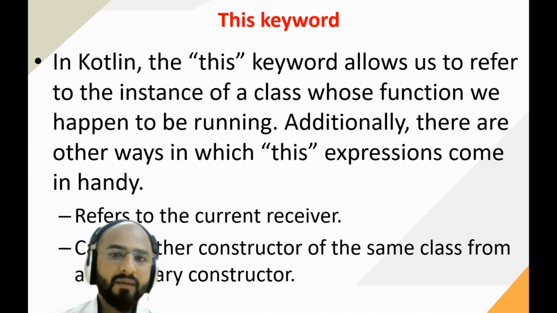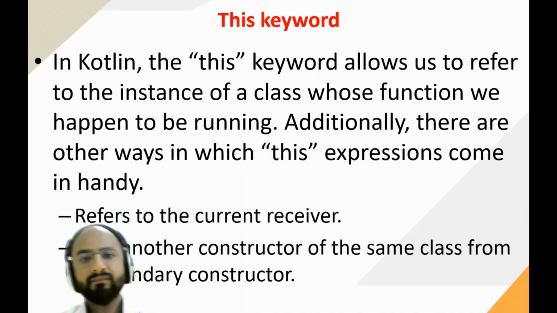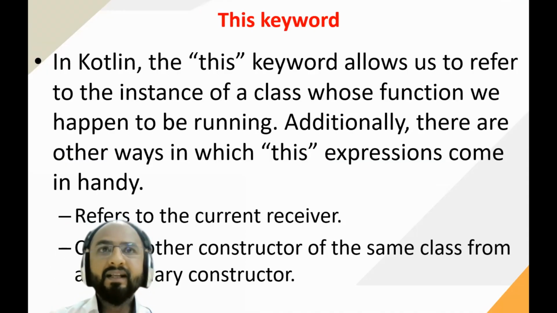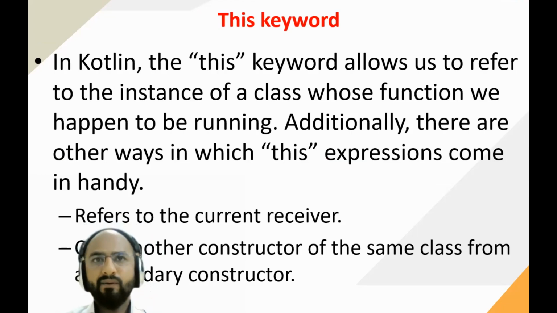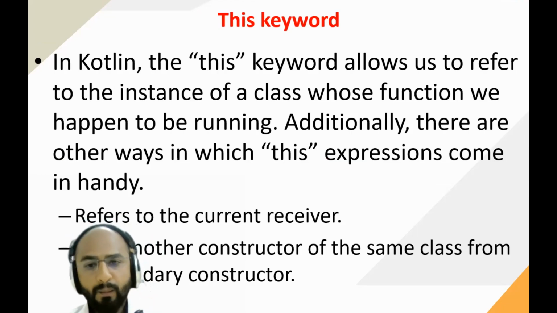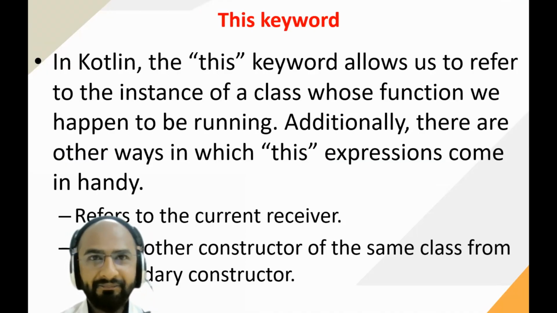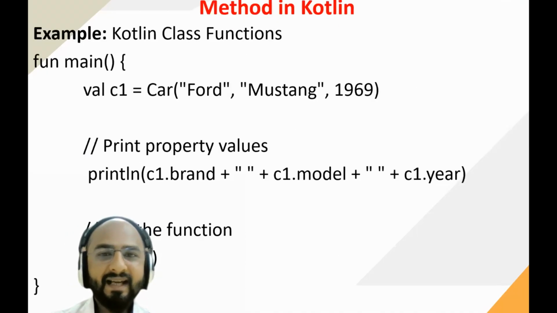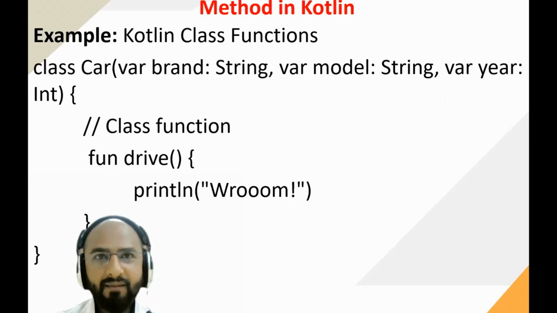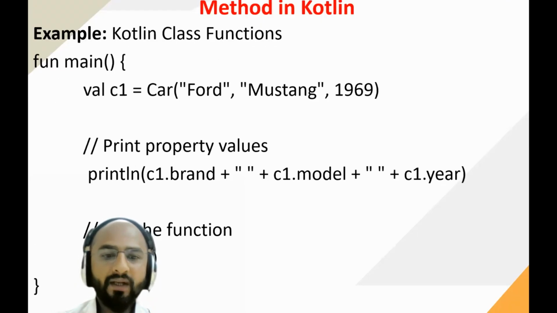Now let's discuss the this keyword. What we have done till now is class, object, class property, and method of the particular class. Here I have created a method named drive, and I am calling this drive method by using the c1 object.